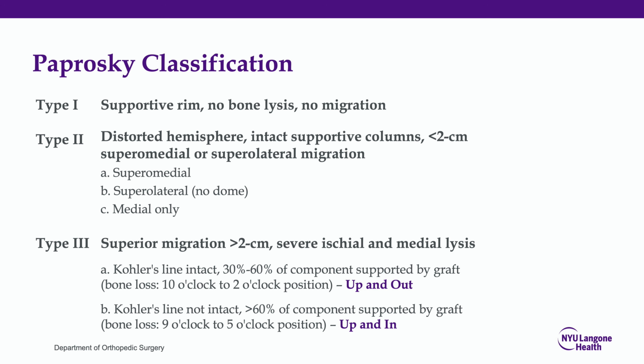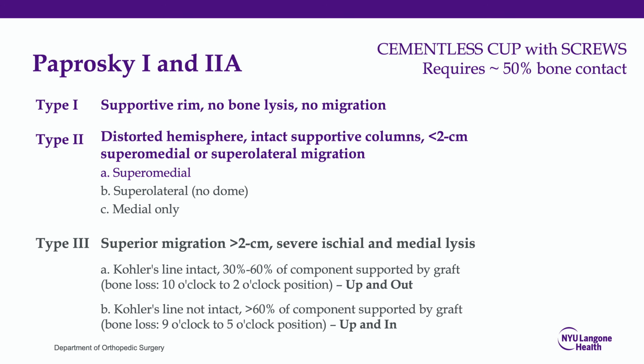A lot of your reconstruction is going to be supported by graft. And finally, your type 3Bs. These are the most complicated defects. The Kohler line is compromised, so you've got lack of medial bone support. And often greater than 60% of the component is supported by graft rather than host bone. And these are your up and in defects. So the treatment of your acetabular defect is going to be determined by the pattern of bone loss.